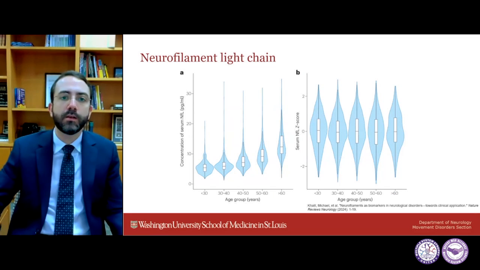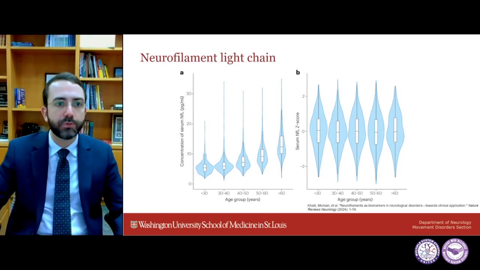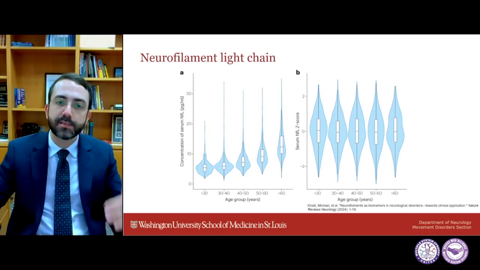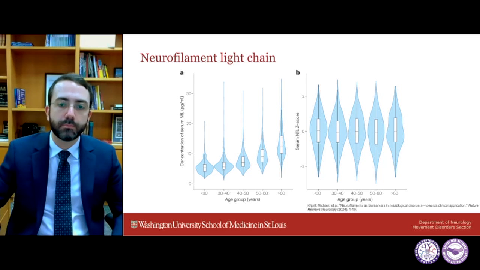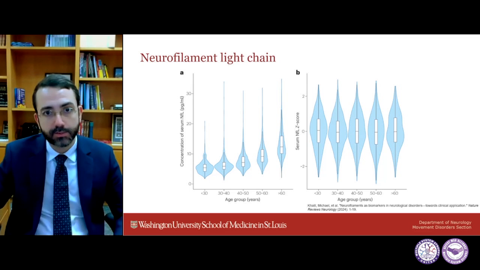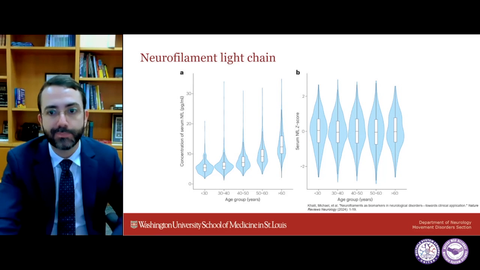As I mentioned before, we all release neurofilament light chain over time, and this is progressively higher the older we are. So as you can see here, depending on the age group, you can release a higher or lower amount of neurofilament. And this has obvious implications for the interpretation of the level of neurofilament over time, and obviously in patients with MSA as well.